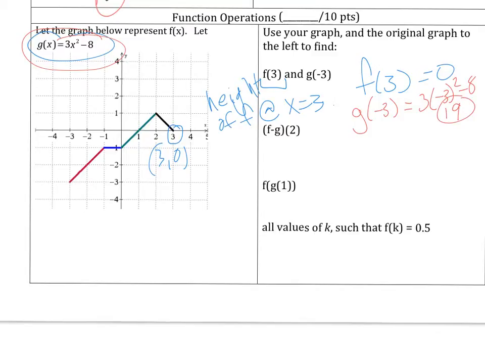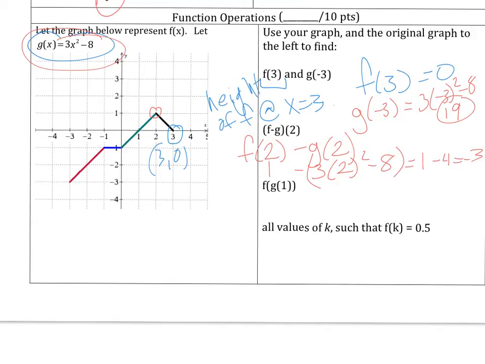All right, f minus g of 2. Really important for you to know, this does not mean that we're multiplying f of something and g of something by 2. That was a really common mistake I saw in the last spiral. We've got to go f of 2 minus g of 2. When I plug this in, f of 2, in other words, the height of the graph at 2, we're looking at 1, and then g of 2, I'm going to plug that in here. 3 times 2 squared minus 8. That's going to be 12 minus 8 is 4. So 1 minus 4 is going to be -3.